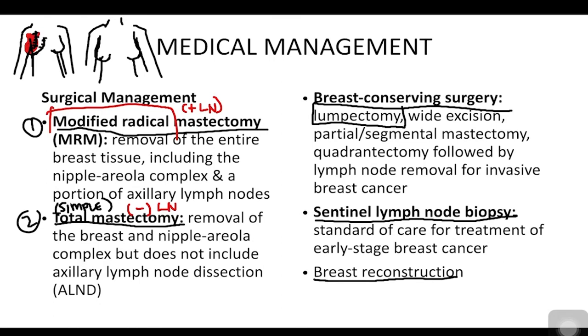When we say total mastectomy, hindi kasama yung lymph node. For example, this is the lymph node. They would be just removing portion. Okay. Yan lang yung extent niya. Usually ganyan. Tapos ito. Okay. So, that's the difference. Major difference between the two. This one is your number one, including the lymph node, modified radical mastectomy or MRM. And your total mastectomy would be your number two.